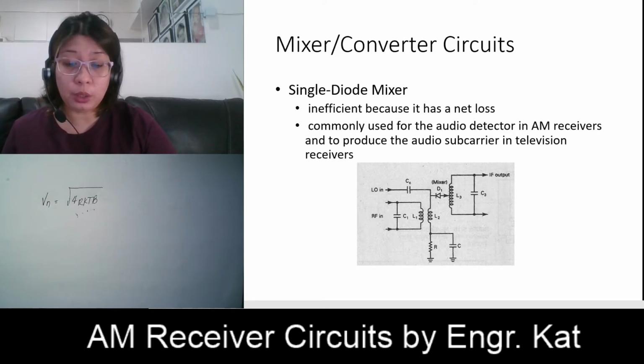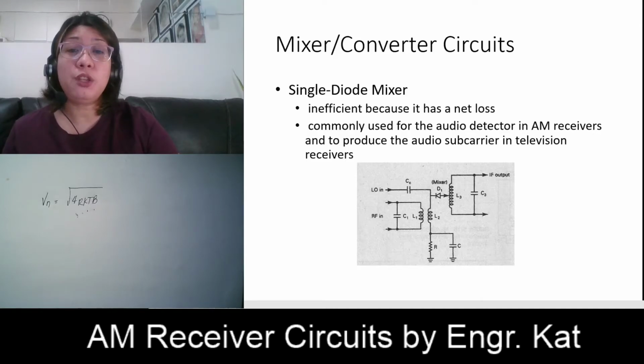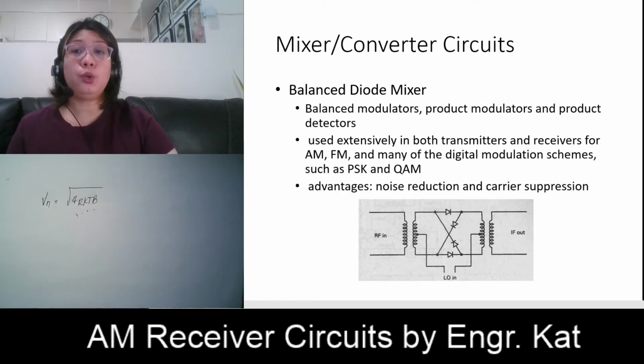Okay, so the output is being coupled by your L3 and C3. So this value here is tuned to our IF, or intermediate frequency. Okay. So lastly, we have a diode mixer.